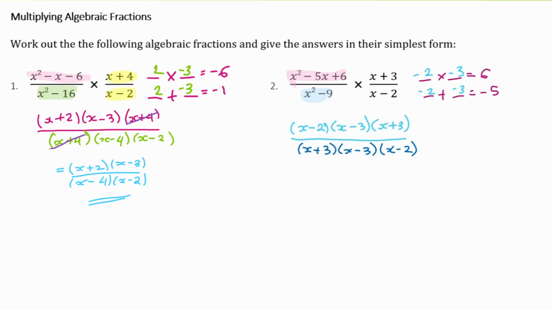So here we've got lots of common terms that we can cancel out with each other in the numerator and denominator. First, we've got x minus 2. We've also got x plus 3. And we've also got x minus 3. Because all the denominators cancel out with all the numerators, this means that this is just one whole. So our final answer is just one whole for number 2.